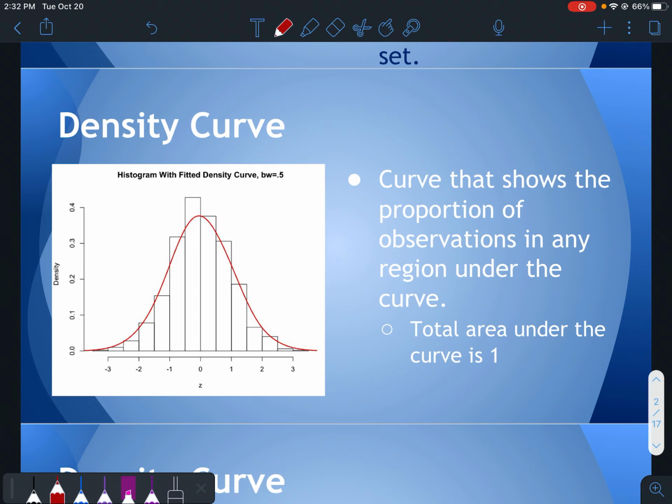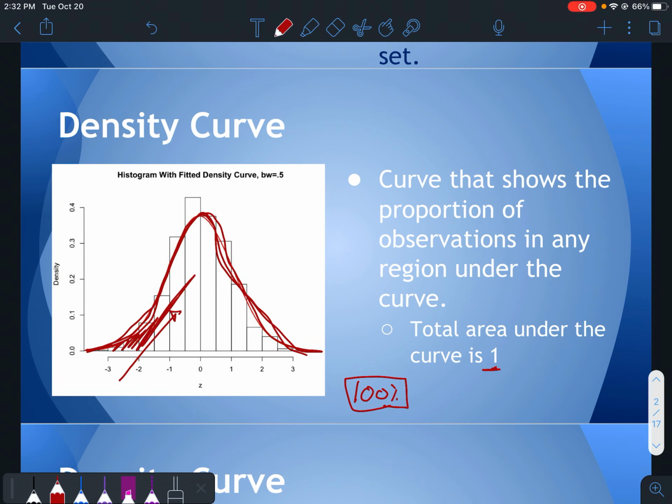So what is a density curve? You watched a little introductory video on those prior to this. It's a curve that shows the proportion of observations in a region under the curve. The total area of the curve is 1. So if I could draw your attention to this red line, we're going to smooth out that histogram underneath, and we're going to focus in on that curve. The total area under that curve is going to be 1. It comes from 100% of the observations that we get.